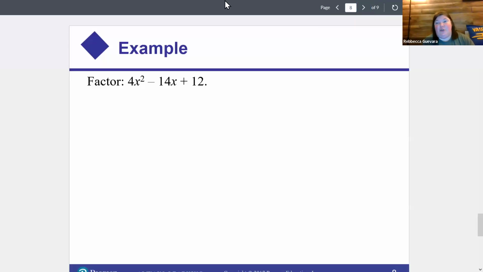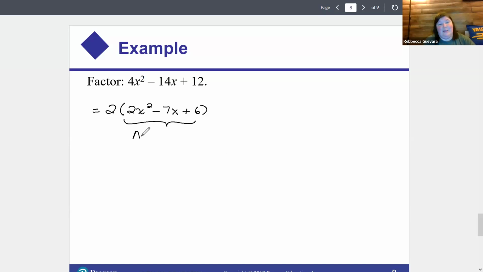So another example, we have a trinomial. One of the things to look for here, before I start even factoring the trinomial, and we've seen this before, is we want to make sure: do I have a common factor? So we have a 4, a 14, and a 12. All of those are divisible by 2. So I can pull out a 2, and I'm left with 2x squared minus 7x plus 6. This can't have any more greatest common factors.